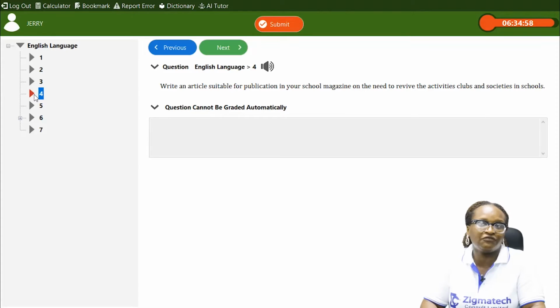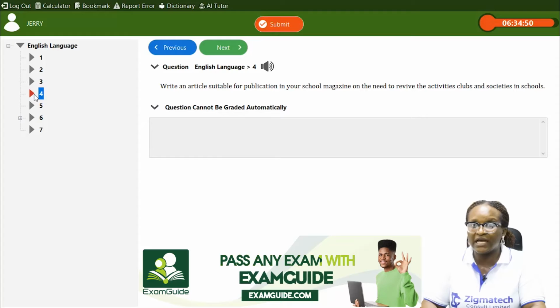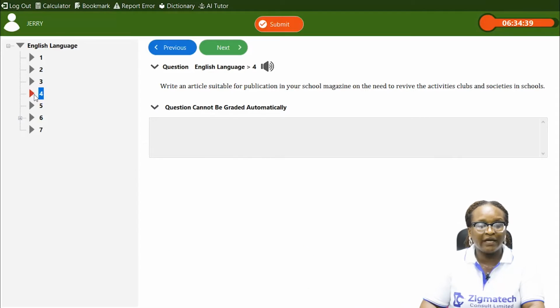So you must define these keywords. That's one thing with articles. But definition shouldn't start off your article. You must have your introduction, just the way you have an introduction for other essay types. In your article, you must have an introduction. So if I'm going to write an article on how to revive activity clubs and societies, I could start off with my introduction in this manner.